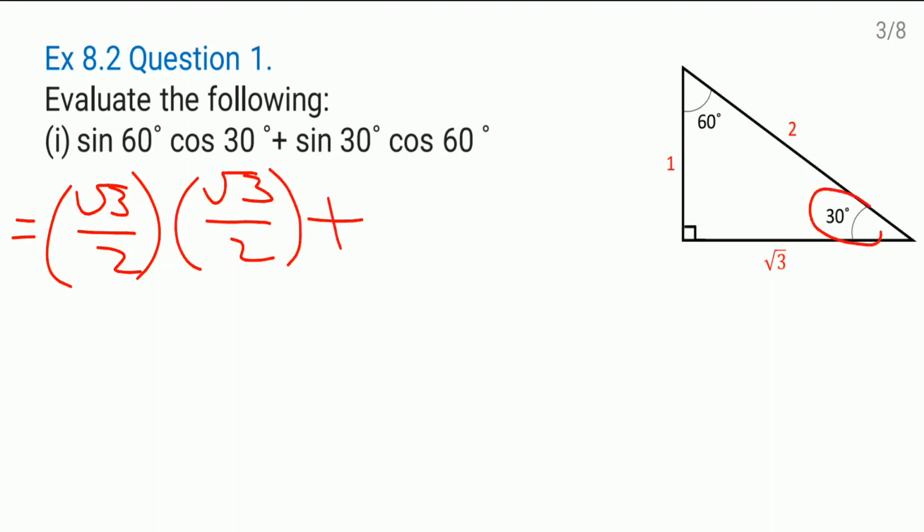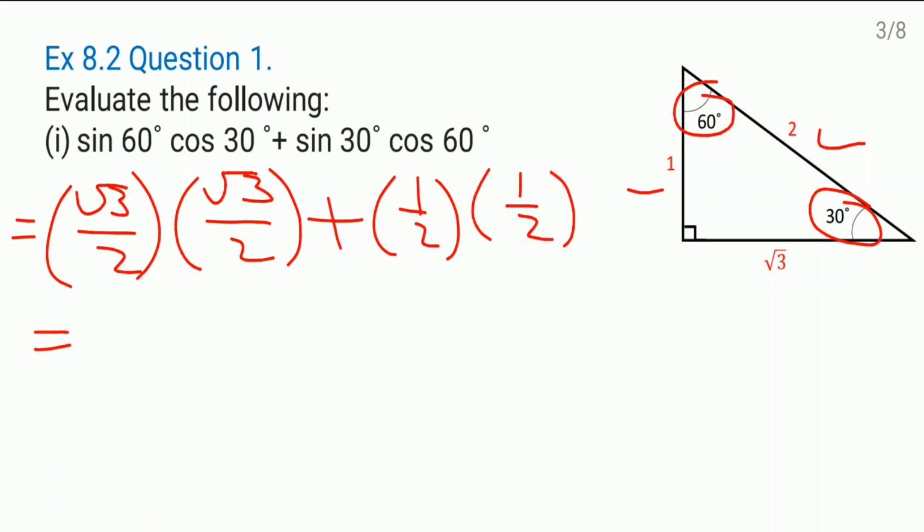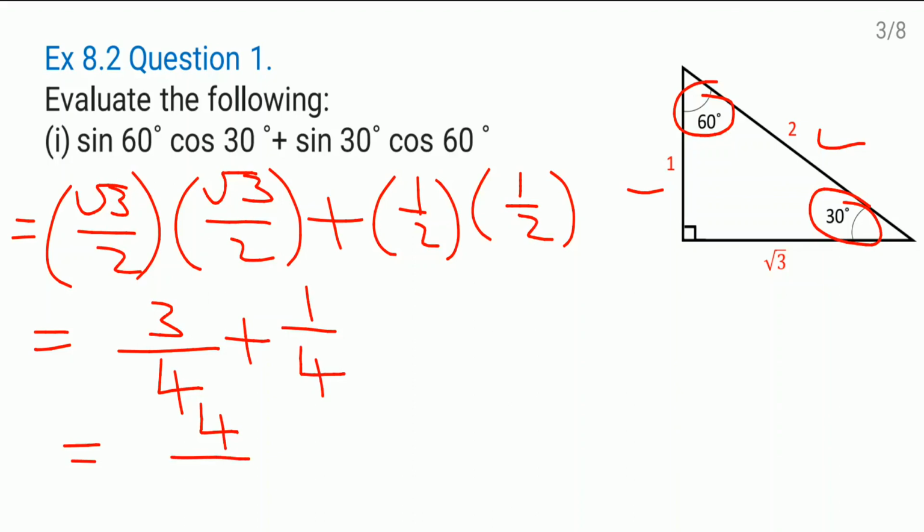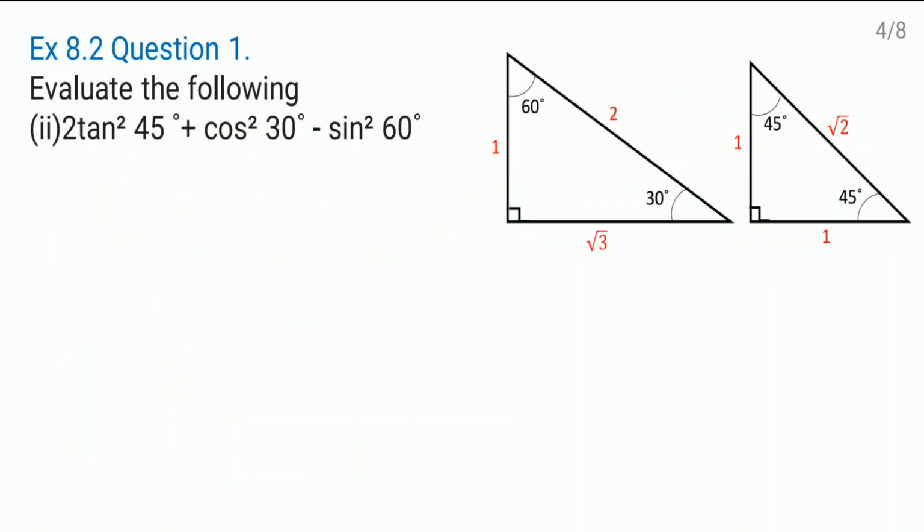Look at this one, sine 30 opposite by hypotenuse, which is 1 by 2, and cos 60. Here cos 60 adjacent by hypotenuse, this is 1 by 2. Now here root 3 into root 3 is 3, and at the denominator 2 into 2 is 4 plus 1 by 4. Now see, denominators are same. Numerators you will add, 4 by 4 cancel it, our answer comes as 1. Easy. Come to the next one here.